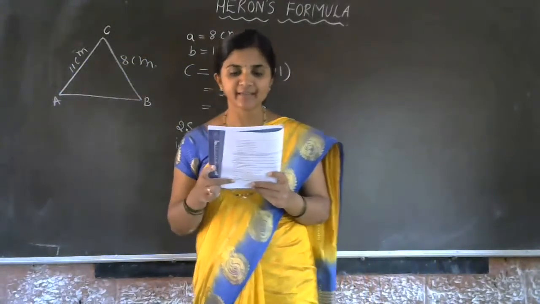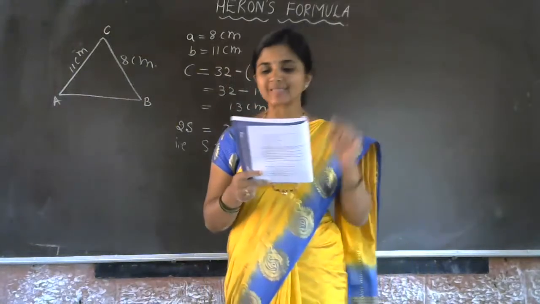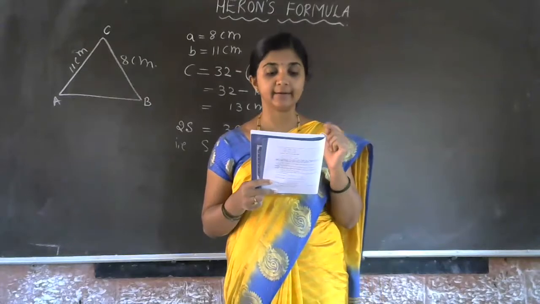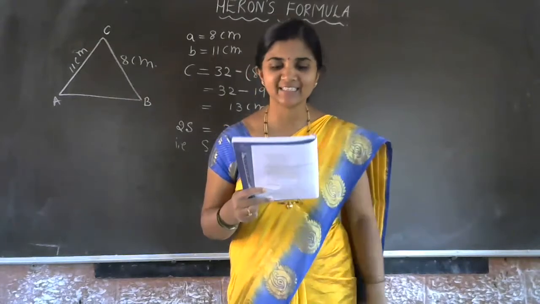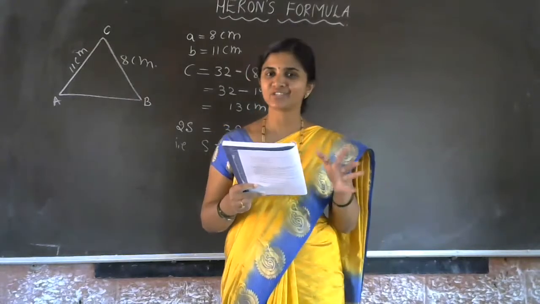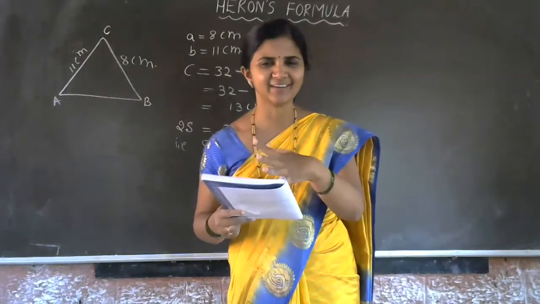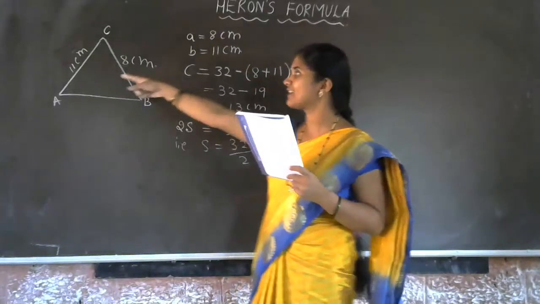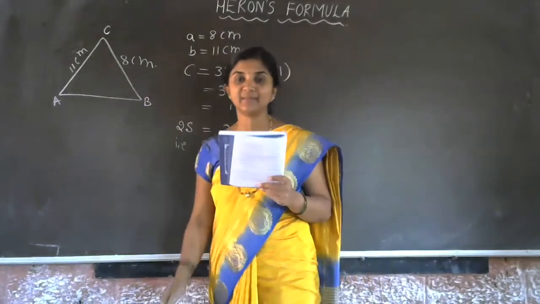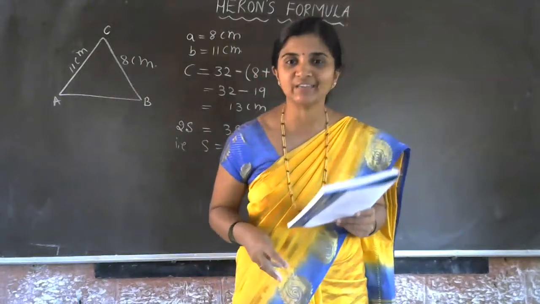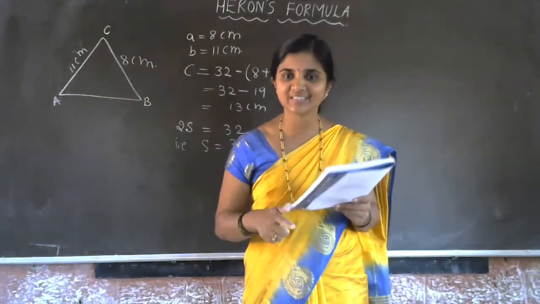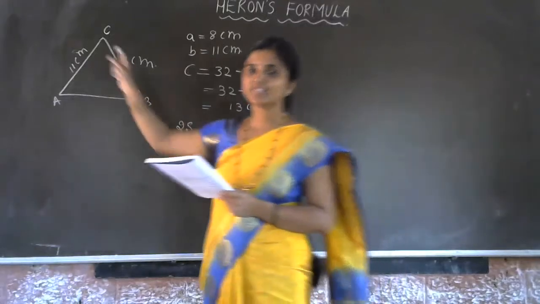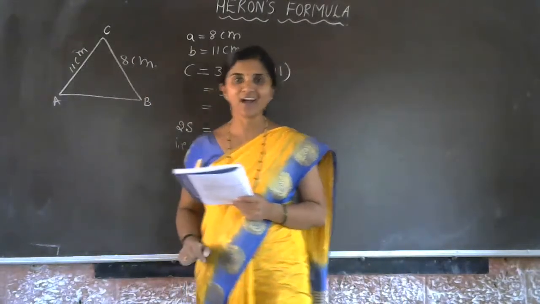Find the area of a triangle, two sides of which are 8 centimeter and 11 centimeter and the perimeter is 32 centimeter. This question is not too direct, but it is easy. Two sides of the triangle are given, 11 centimeter and 8 centimeter. The third side is not given, but instead they have given the perimeter of the triangle. Perimeter means the sum of all the sides.